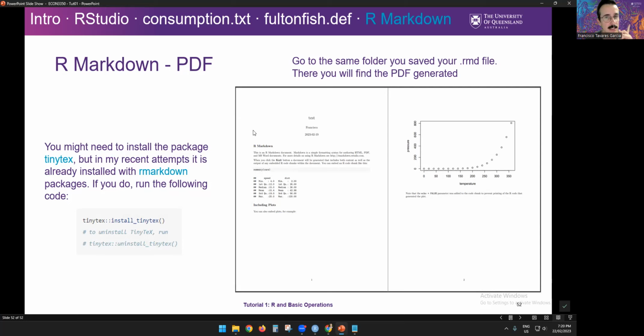And if by any chance it complains and says you don't have LaTeX, it means you need to run this line: tinytex colon colon install underline tinytex, open and close parentheses. From my last attempt, we usually used to have to do that before. But since I just installed R Markdown a few days ago, apparently it installs TinyTeX automatically. So I think most of you won't need to do that. If it complains, you just run this little line there and it will install what you need. Otherwise, send an email to us, let us know, and we will help you with whatever is going on.